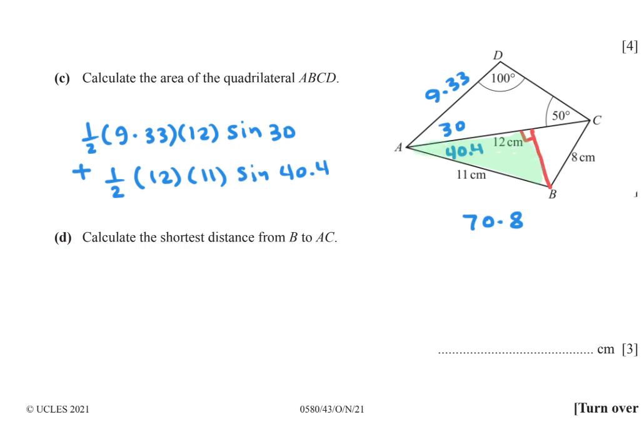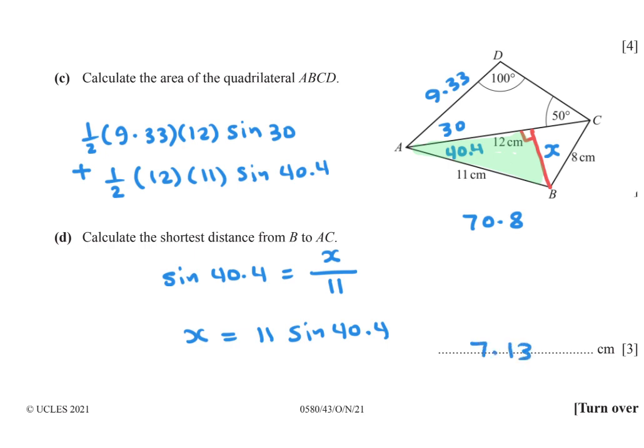We have this side 11 and this angle 40.4. Then we can find the opposite. So sine 40.4 equals the opposite, we can call this x, over the hypotenuse, which is 11. So now to find x, cross multiply: 11 sine 40.4 equals 7.13 centimeters.